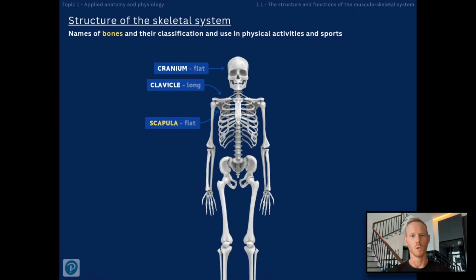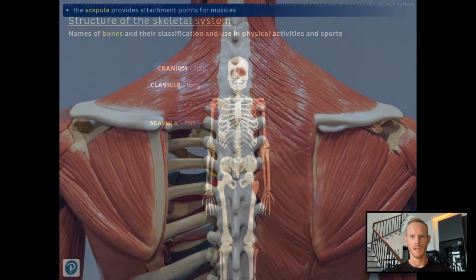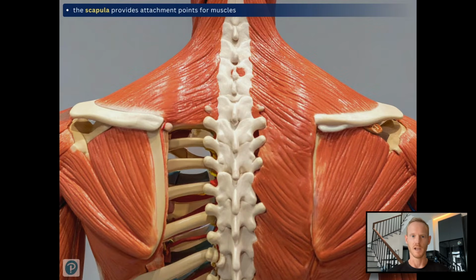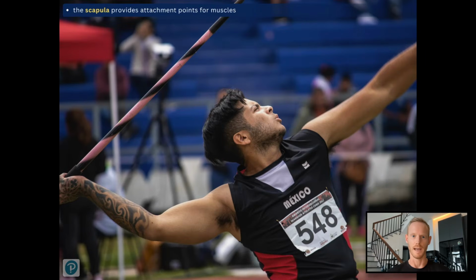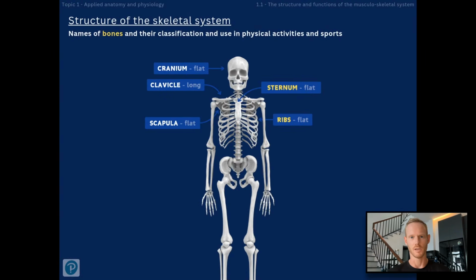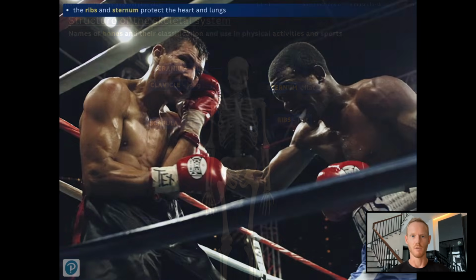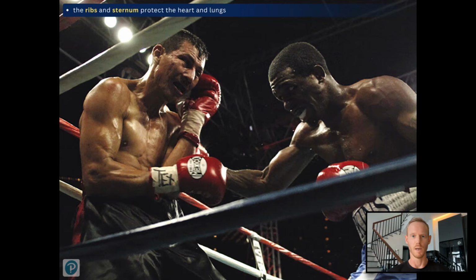The scapula or shoulder blade is a flat bone. Its role is also to provide attachment points for muscles, enabling a wide range of movements at the shoulder, for example, when throwing a javelin. The ribs and the sternum or breastbone are flat bones. Their primary role is to protect the vital organs, for example, when hit with a body blow in boxing.